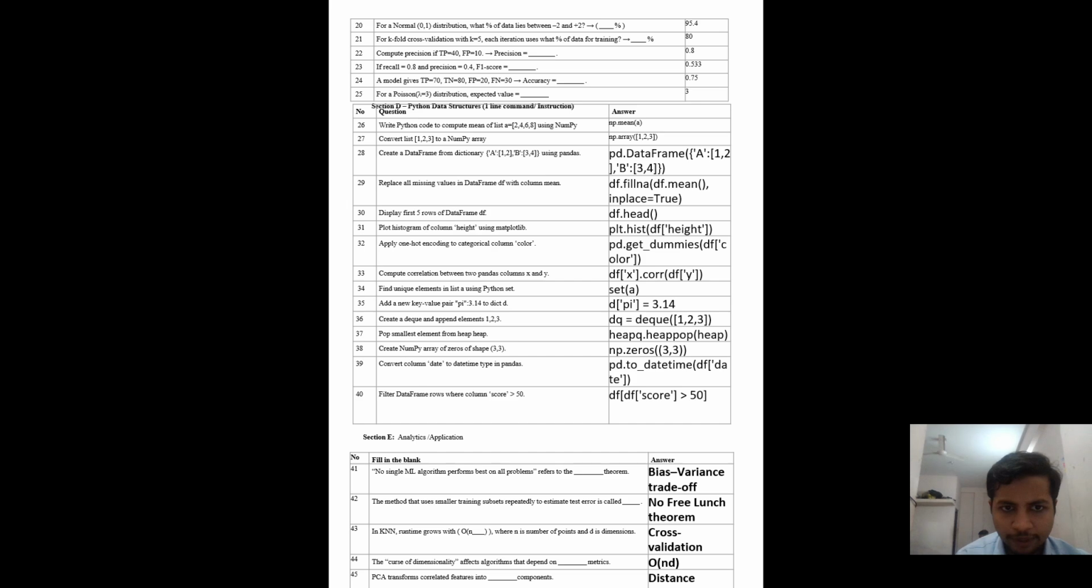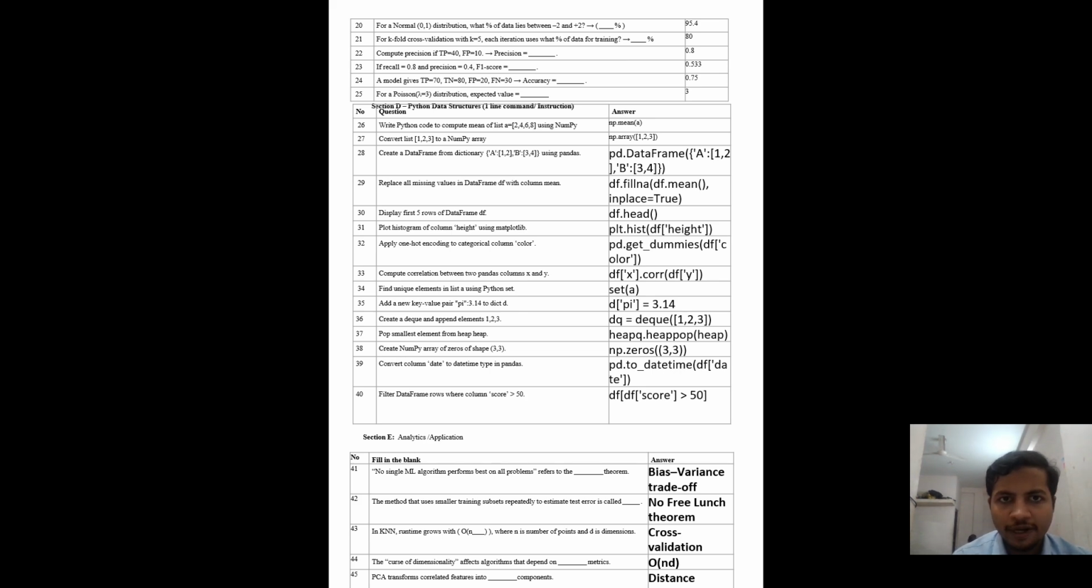Now moving to the question 20. For a normal 0, 1 distribution, what percentage of data lies between -2 and +2? It will be 95.4. For plus minus 2 sigma in normal 0, 1, approximately 95.4 percent of data lies within.